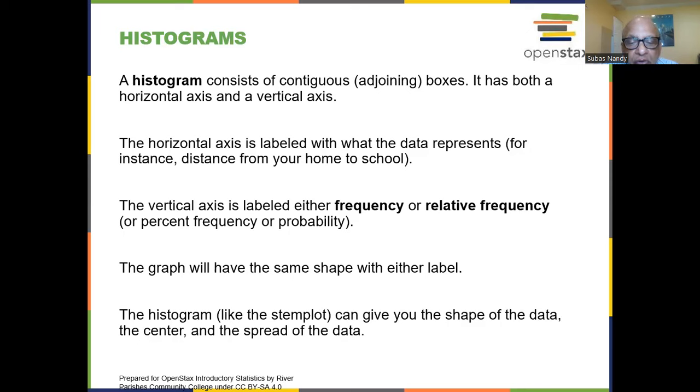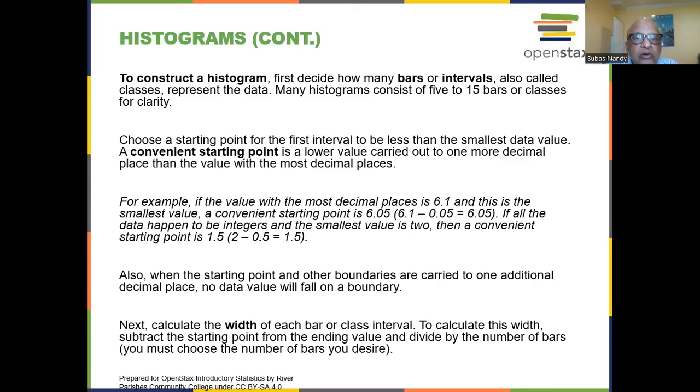The histogram, like the stem plot, can give you the shape of the data, the center, and the spread of the data. To construct a histogram, first decide how many bars or intervals, also called classes, represent the data. Many histograms consist of 5 to 15 bars or classes for clarity. Choose a starting point for the first interval to be less than the smallest data value. A convenient starting point is the lowest value carried out to one more decimal place than the value with the most decimal places. For example, if the value with the most decimal places is 6.1, and this is the smallest value, a convenient starting point is 6.05, which is 6.1 minus 0.05.